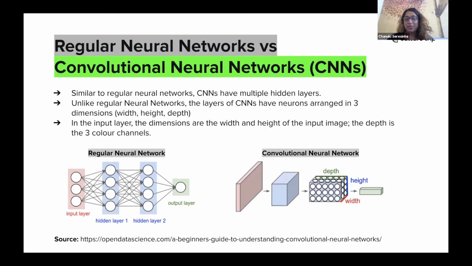Similar to regular neural networks, CNNs have multiple hidden layers. And unlike regular neural networks, the layers of CNNs have neurons arranged in 3 dimensions. So this is like width, height, and depth. It was like the example I explained before, where we got 640 by 640, because that will be the size of the image, times 3, which is the depth of the 3 channels.